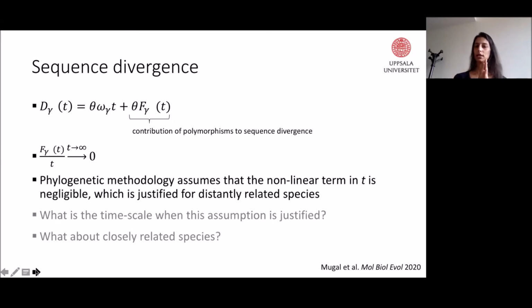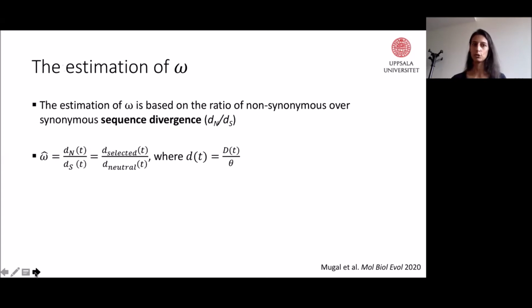What is the time scale that this assumption is justified? And what happens if we apply phylogenetic methodology to closely related species? And this is a question we have addressed now, not for sequence divergence, but for our measure of natural selection in a phylogenetic setting, that is the NDS. And the NDS is sequence divergence for a category of selected sites, that's the non-synonymous sites, divided by a category of neutral sites or neutrally evolving sites, that's the synonymous sites.